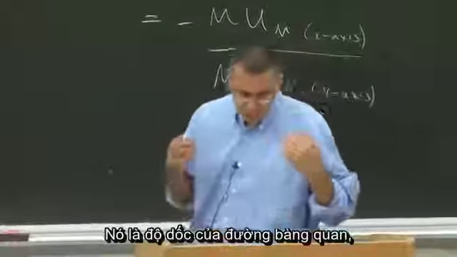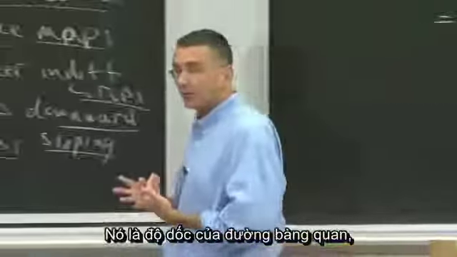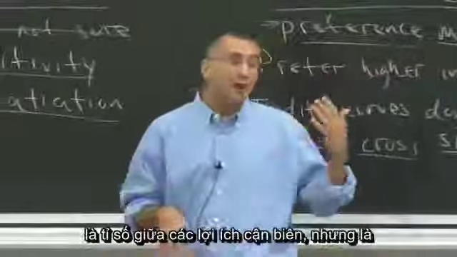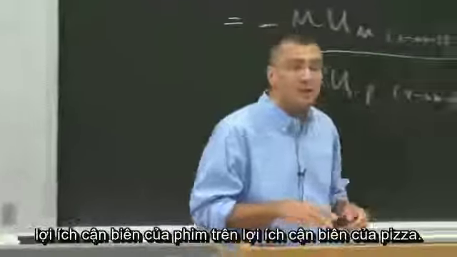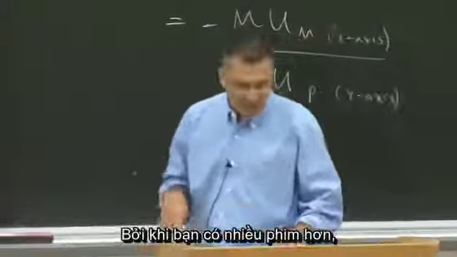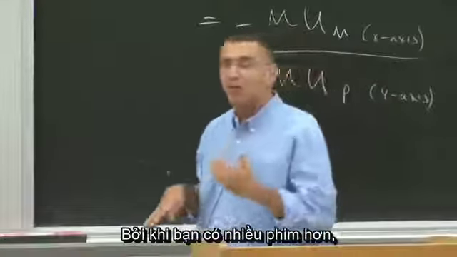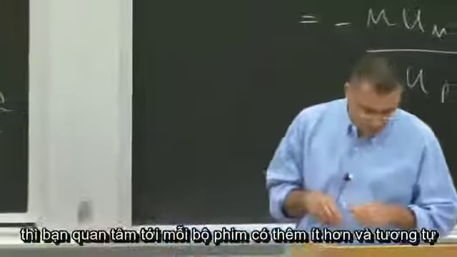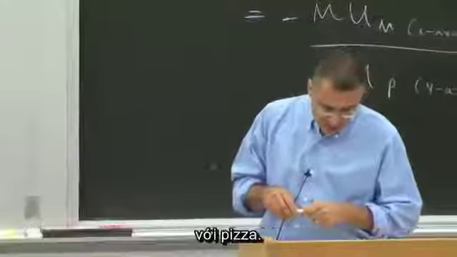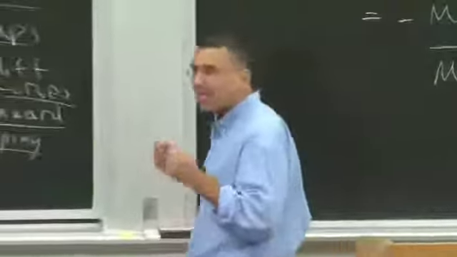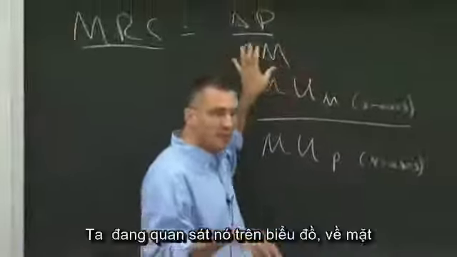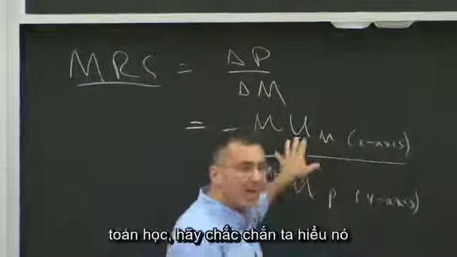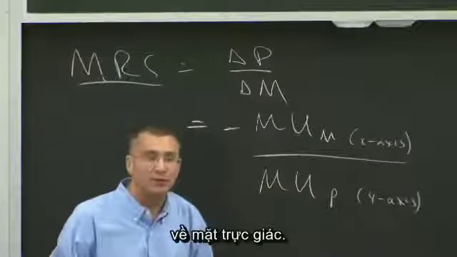So it's the slope of the indifference curve, which is the ratio of the marginal utilities, but it's the marginal utility of movies over pizza. Because what that's saying is that as you get more movies, you care less about each additional movie, and ditto with pizzas. So basically, the key thing is, let's just look at this formula, think about it intuitively for a minute. We've seen it graphically, we're seeing it mathematically. Let's make sure we understand it intuitively.